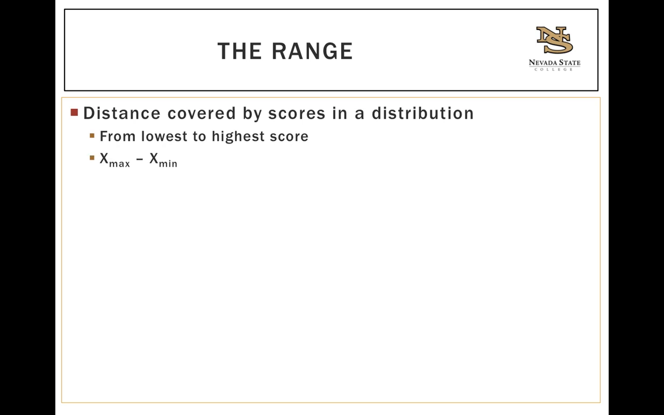The way that you would calculate the range is by subtracting your smallest score, so x min, from your largest score, so x max. So if, for example, you had someone who was 4 feet tall and someone who was 7 feet tall, your range is 3 feet, right? So you would take 7 feet minus 4 feet, and your range is 3 feet.